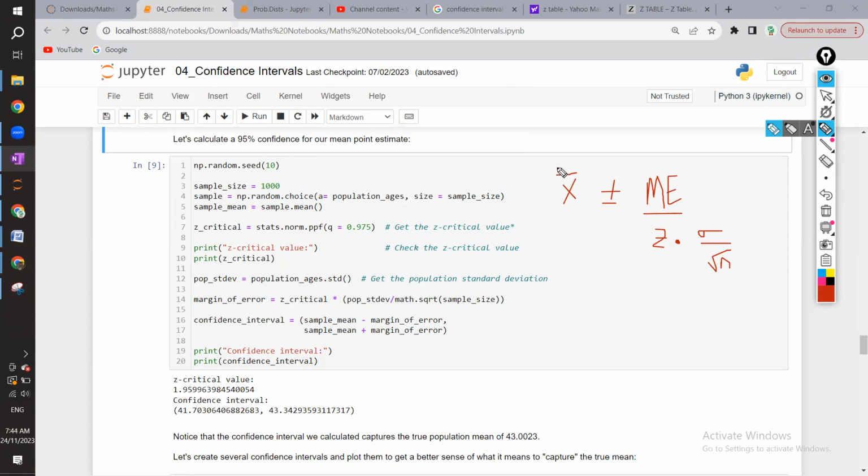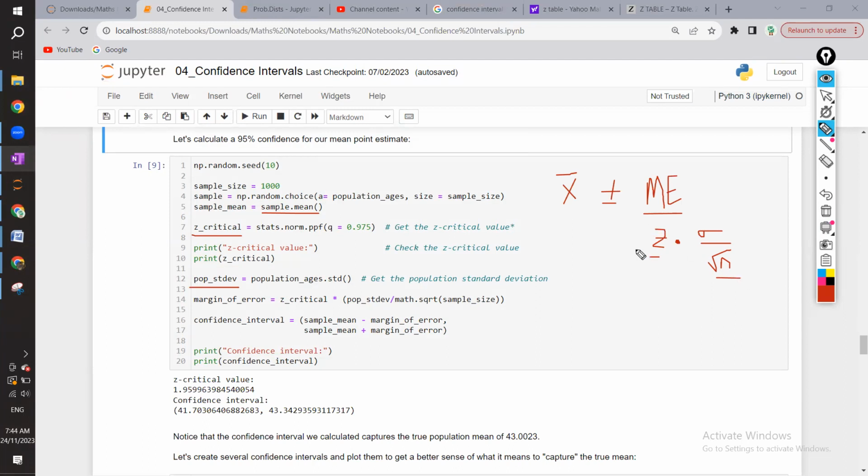So over here, you know the x bar. What is my x bar? X bar is the sample mean. Margin of error is Z, what is Z? The Z critical value, into rho. What is rho? Population standard deviation. This is when we know the population standard deviation, guys. This approach I told you, remember? Into square root of n.